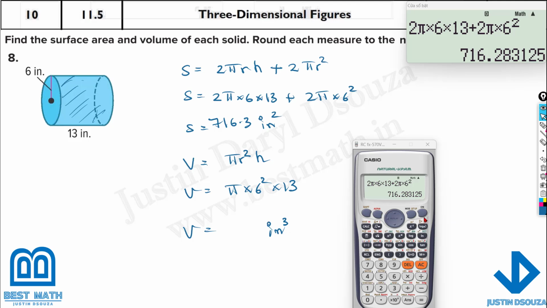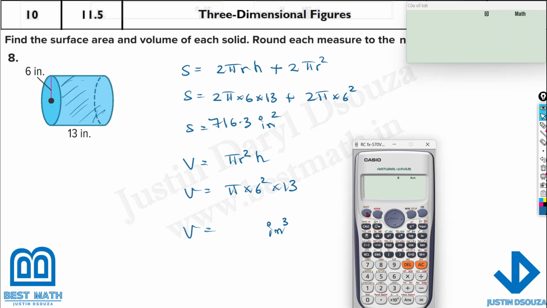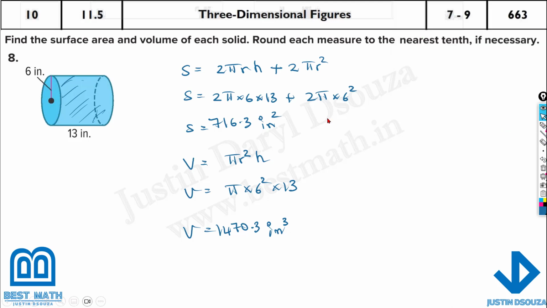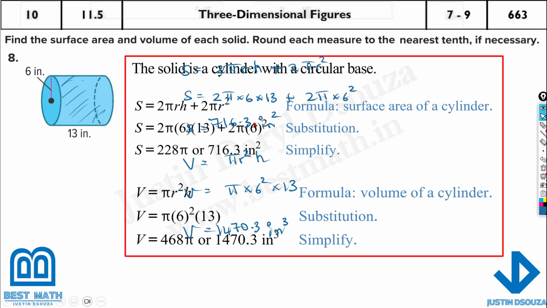What about this one here? It's just pi, shift and the symbol, r squared is 6 squared, times 13. It's 140.3. Sorry, not 140, 1470.3 inches cubed. So that'll be the answers. It's very simple. Here we go. These are the correct answers.